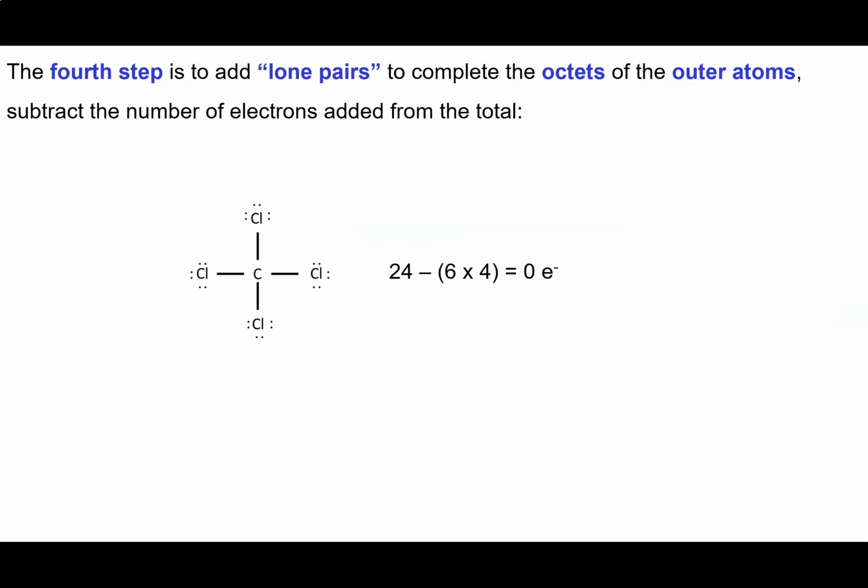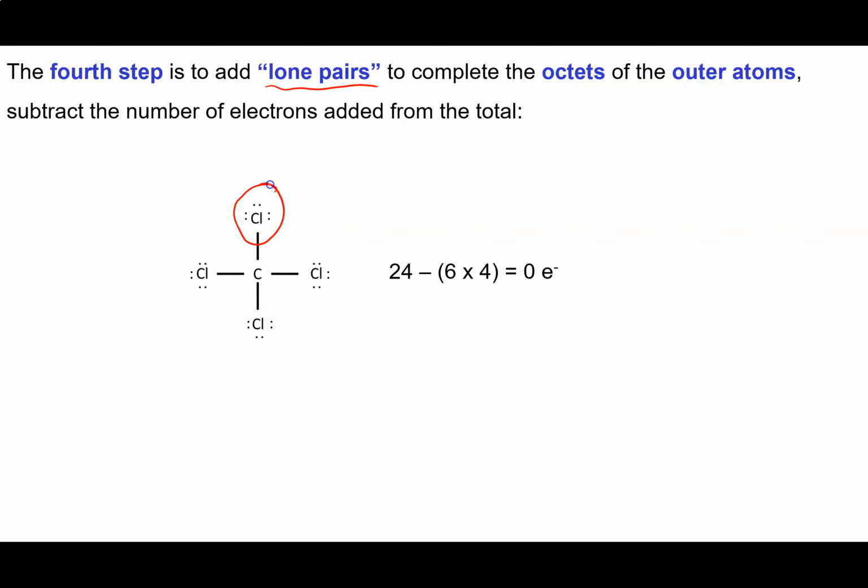So what I'm going to do in step 4 is add what we call lone pairs. These are those non-bonding electrons to complete the octets of all of my outer atoms, and then I'm going to subtract that from the total. So I had 2 from the bond, 2, 4, 6, 8.